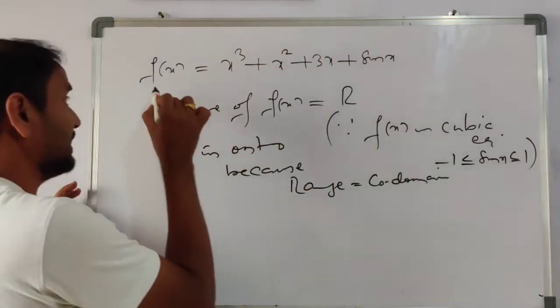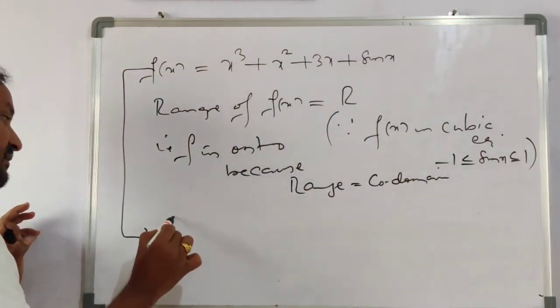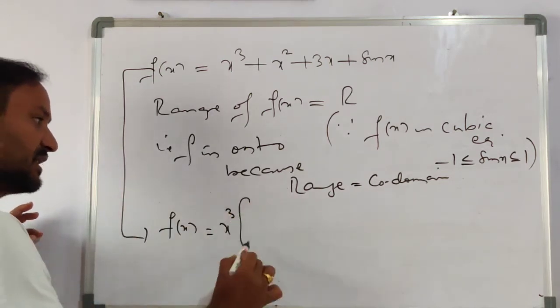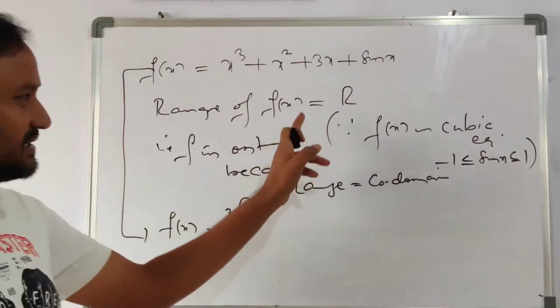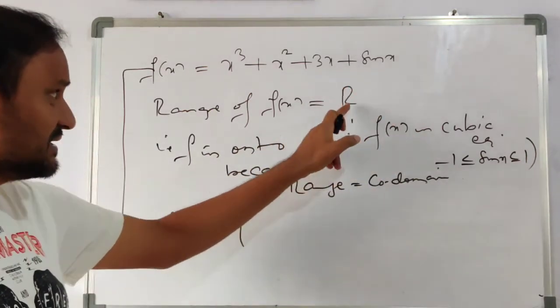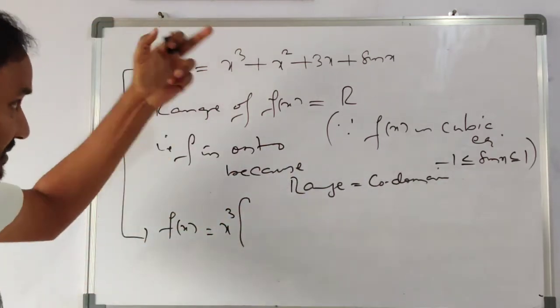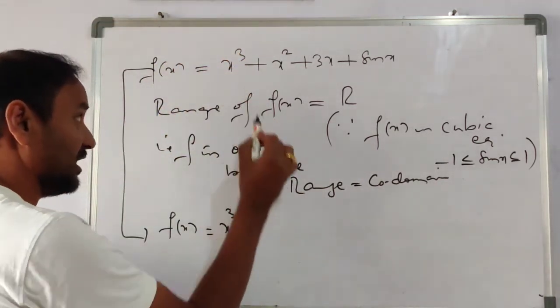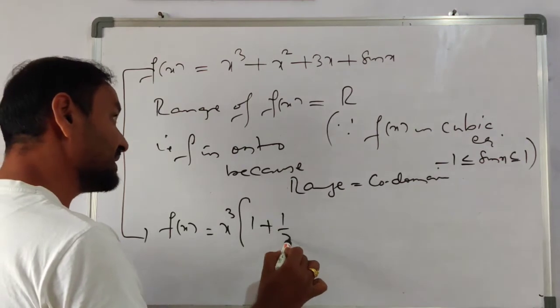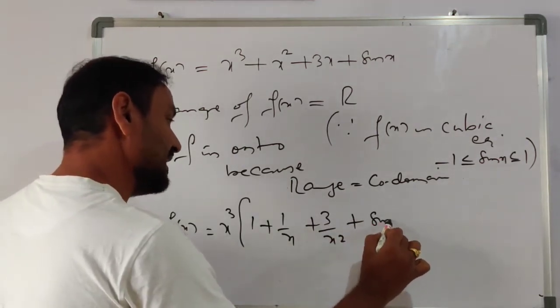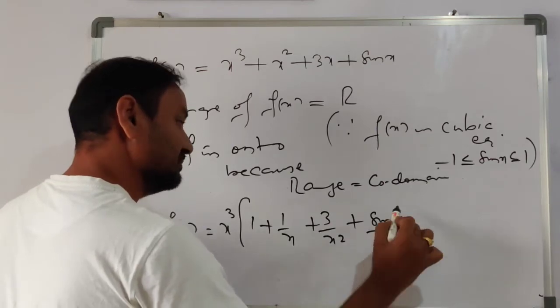And also you observe this. f of x is equal to, take common x cube. Cubic equation range is always minus infinity to plus infinity, that is equal to R. It is also equal to codomain, that's why it is an onto function. And also we can observe like this, x cube take common. That is 1 plus 1 by x plus 3 by x square plus sin x by x cube.